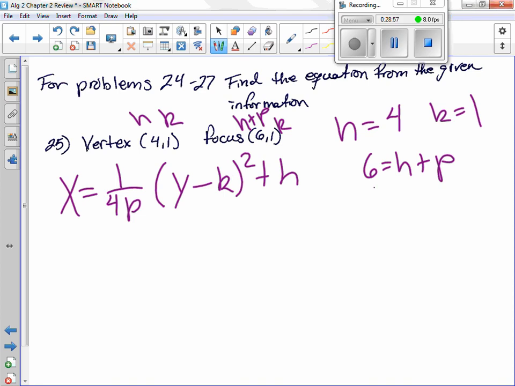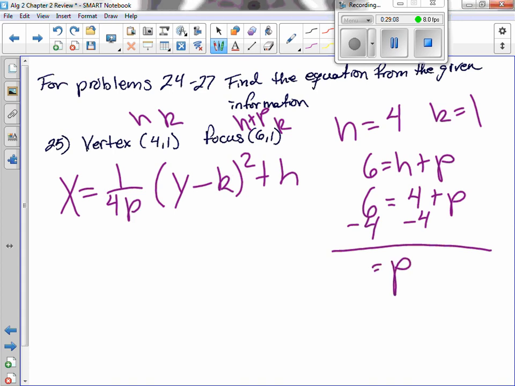Well, I know the value of h. The value of h is 4 plus p. So what do we need to do? I need to subtract 4 from both sides. I need to get p by itself. 6 minus 4 is 2. 6 minus 4 is 2.